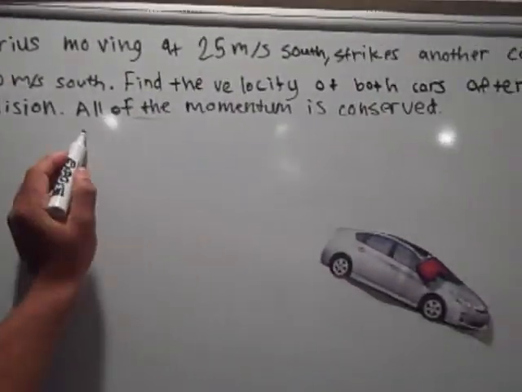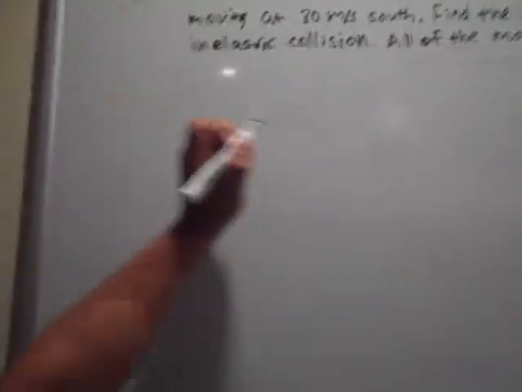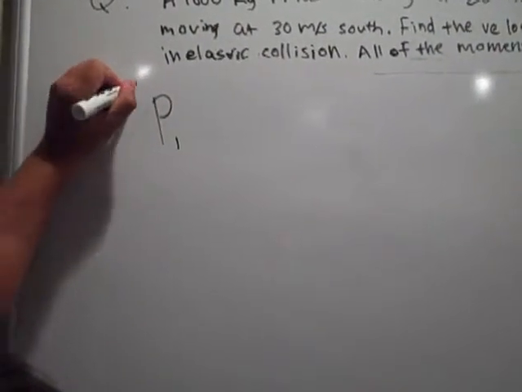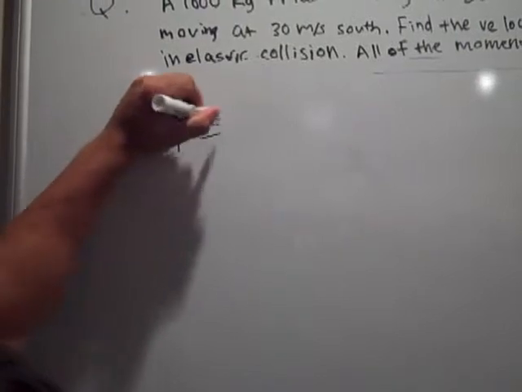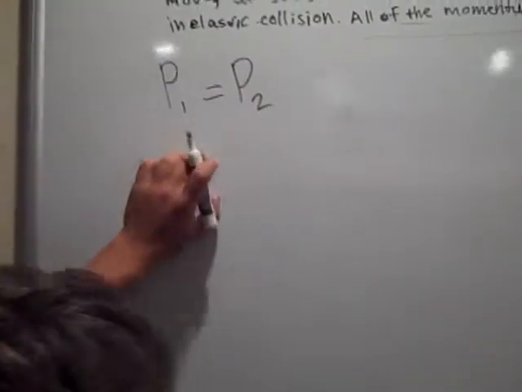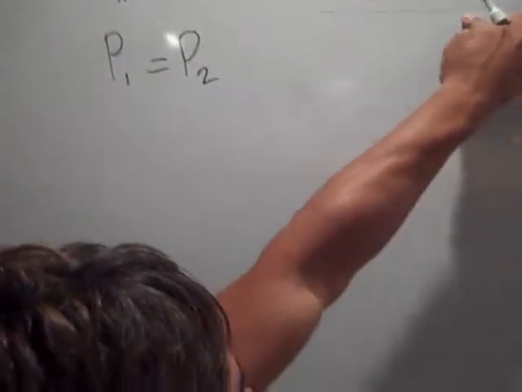All of the momentum is conserved, and that's a big part. So with all the momentum conserved, we can set up P1, where P stands for momentum, initial, and set it equal to P2, which is P final, so momentum final. So that's basically summed up by that statement.